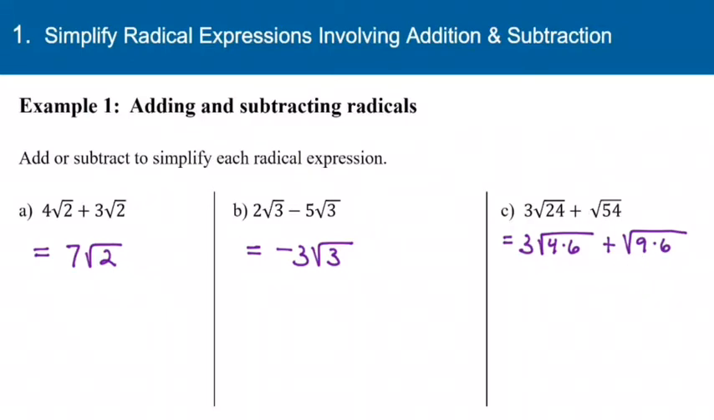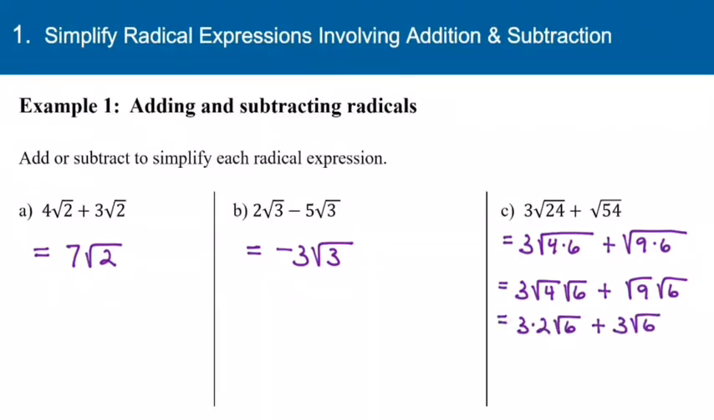Now our next step is to apply our product rule for radicals. So we will split these two up into radical times radical. So we're going to have 3 times square root of 4 times square root of 6 plus square root of 9 times square root of 6. Now both of these square roots come out as whole numbers. Square root of 4 is going to be 2, and square root of 9 is going to be 3. So that's going to give us 3 times 2 times the square root of 6 plus 3 times the square root of 6, because square root of 9 becomes 3.